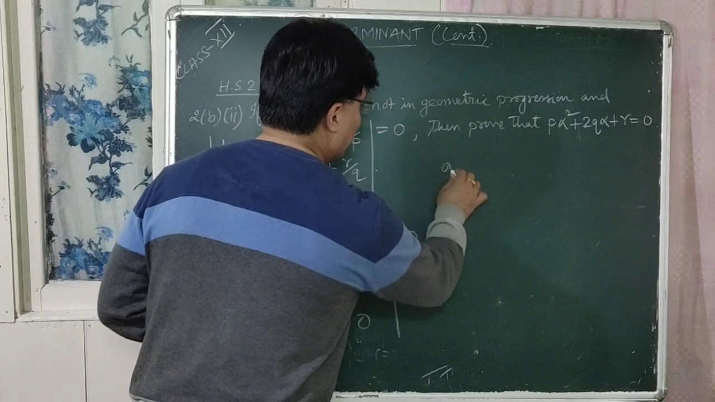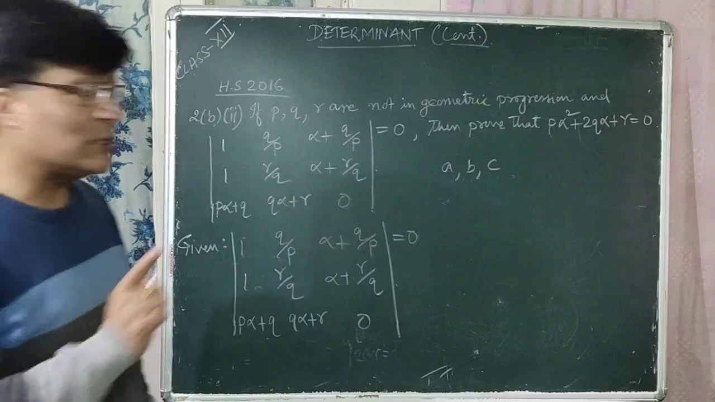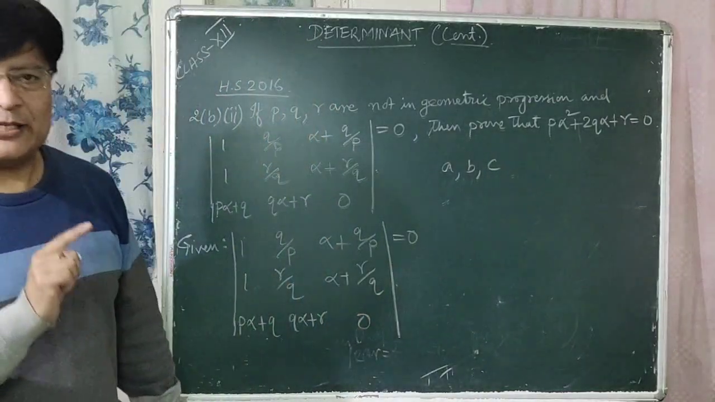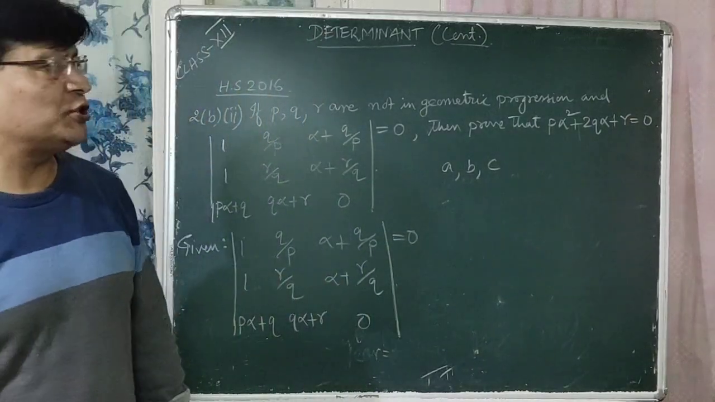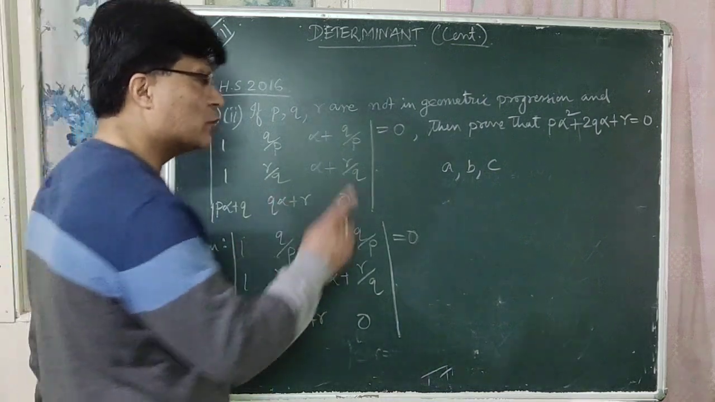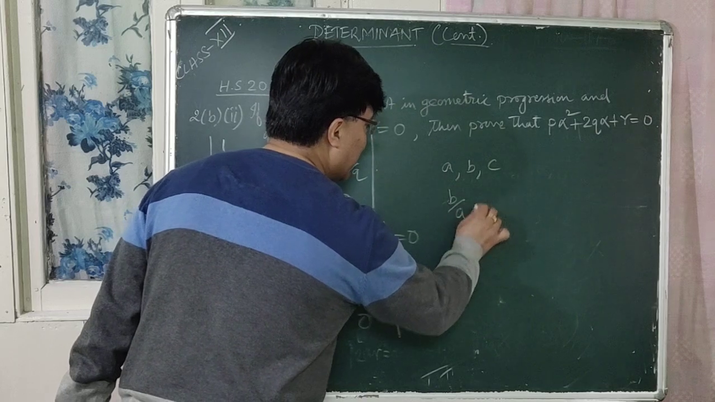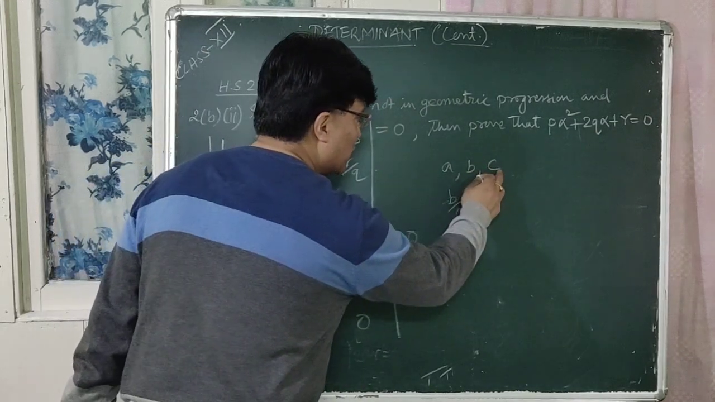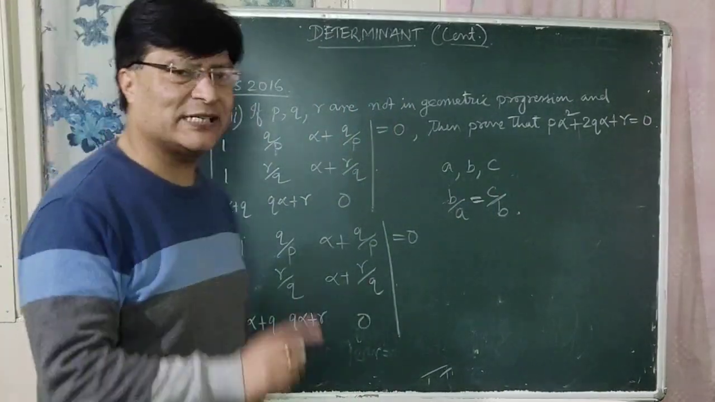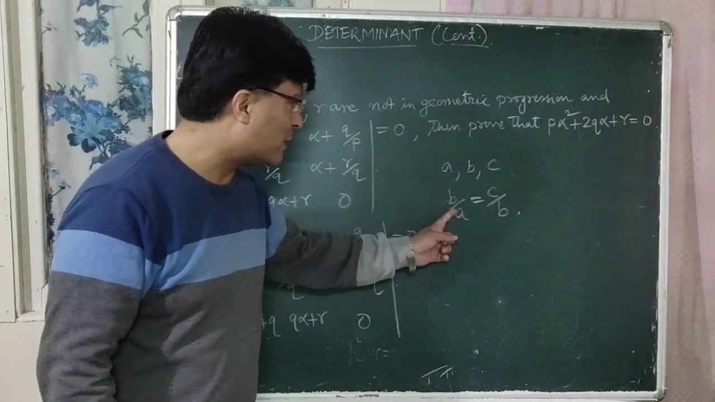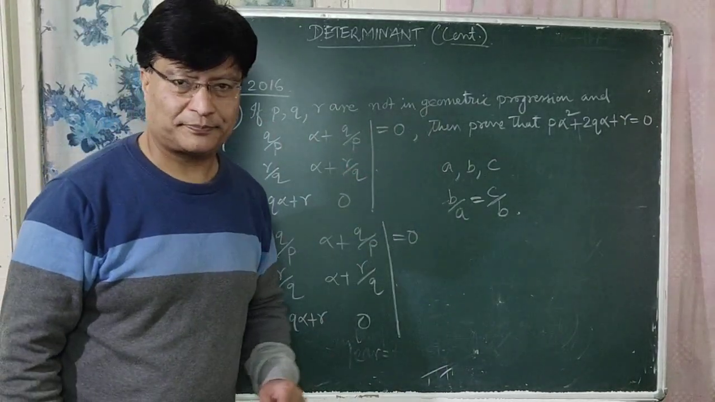So what will we write? If A, B, C are in GP, then you can write down that their ratio between the succeeding and the preceding term is the same throughout the series, and that ratio is known as the common ratio. So in this case, what is the ratio between the second term and the first term? That is B by A should be equal to ratio between the third term and the second term, that is C by B. So if A, B, C are in GP, then second term divided by first term is equal to third term divided by second term. You can write down this relation, right?